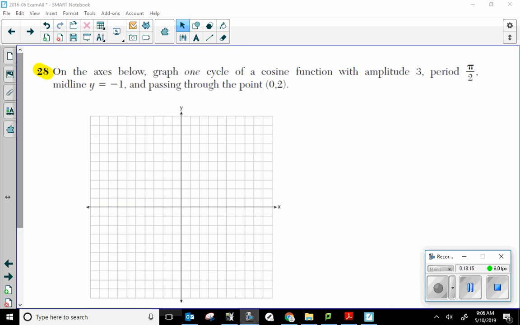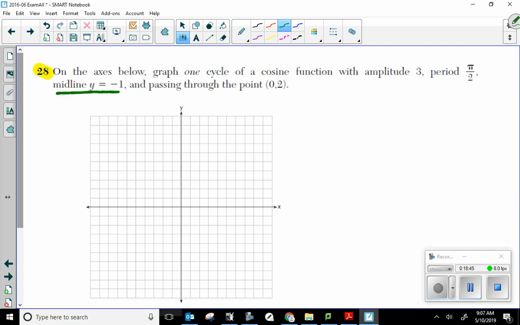28. On the axis below, graph one cycle of a cosine function with an amplitude of 3, a period of pi over 2, and a midline of y equals -1, passing through the point 0,2. Okay, you're graphing this. All the graphs on your test should be in pencil. Okay, so here's what we're going to do.